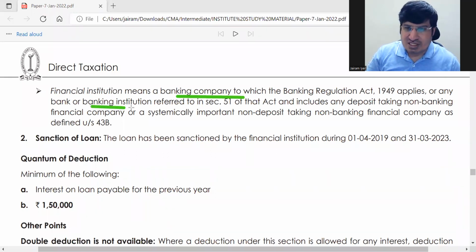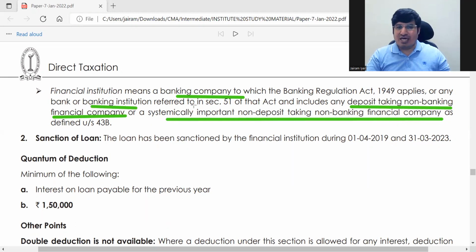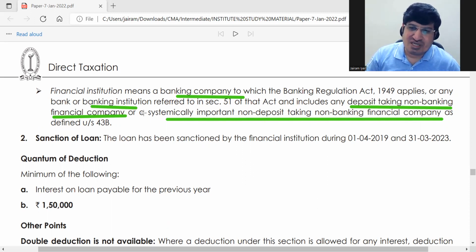Banking company or banking institution includes any deposit taking non-banking financial company NBFC, and systemically important non-deposit taking NBFC. We have discussed systemically important in a separate section. Systemically important deposit taking, what does it mean? There is a definition for that, but you don't need to focus much on it here. Just remember non-banking company, deposit and banking institution, deposit taking NBFC, systemically important NBFC. Just look at these once.